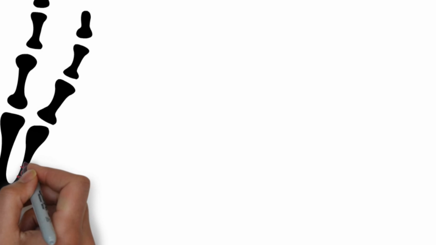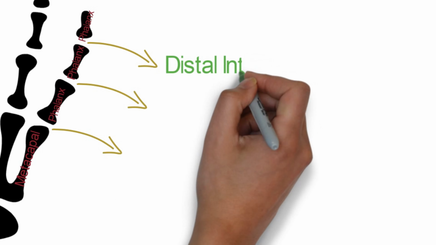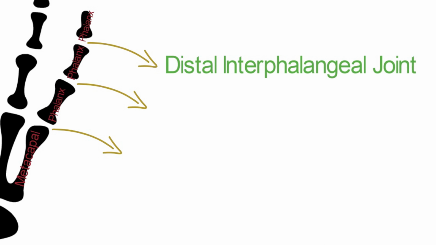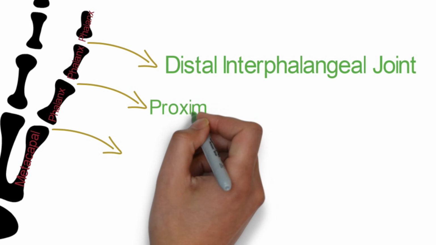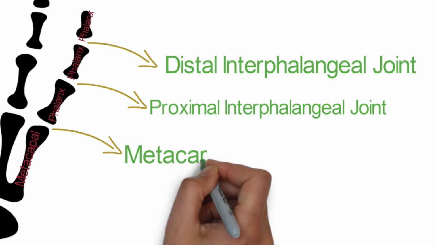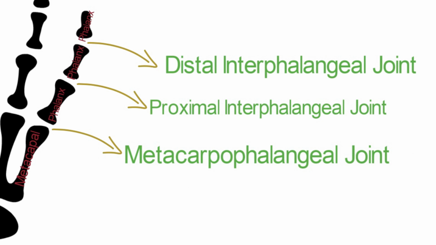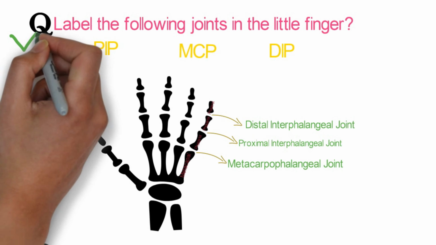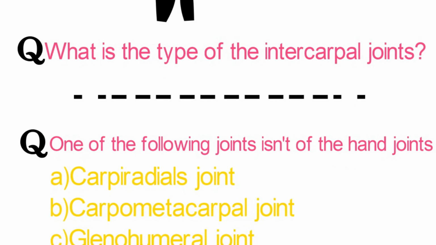This is the pinky finger. It has a metacarpal and three phalanges, plural. And between them, we have three spaces, which means three joints. The farthest of them is the distal interphalangeal joint. And then we have the proximal interphalangeal joint. And lastly, the metacarpophalangeal joint between the metacarpal and the phalanx. And we finished this easy question.